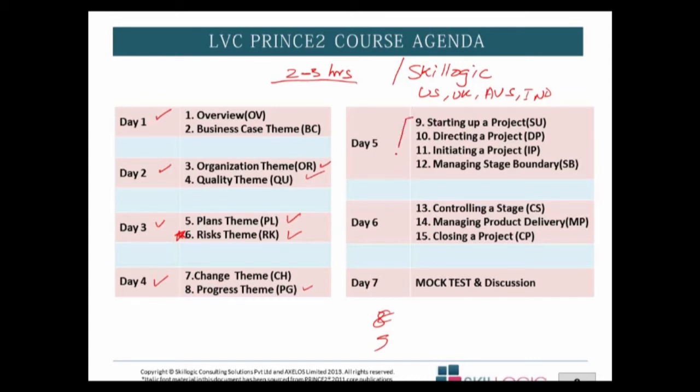We cover the first 4 processes: starting up a project, directing a project, initiating a project, managing stage boundary in day 5. Day 6 we talk about controlling a stage, managing product delivery, and closing a project. These are the 7 processes. We have 7 themes and 7 processes in the Prince2 syllabus. And on the last day we discuss the mock test. We cover both foundation and practitioner mock test structure. And if you want to take the practitioner test at a later point of time, that's also fine with me. We can agree on that on the 7th day and accordingly take it forward.